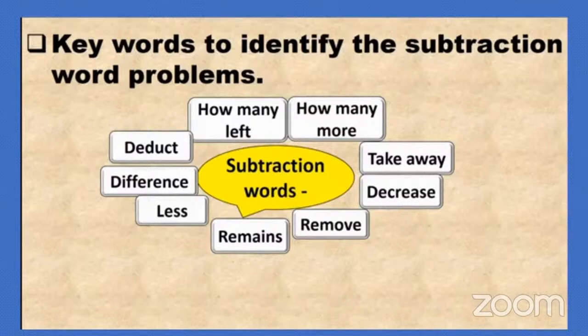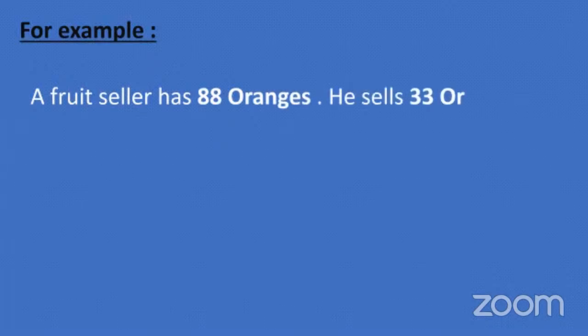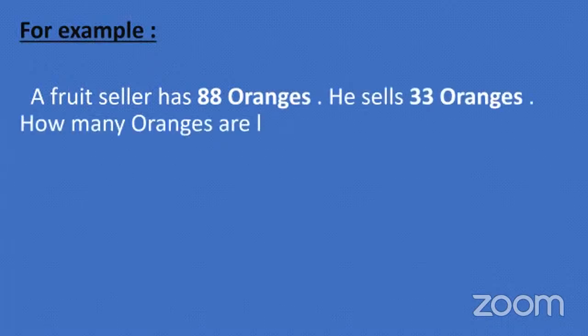So now we're going to see one subtraction problem. See, one example is there. We'll read that example. A fruit seller has 88 oranges. He sells 33 oranges. How many oranges are left with him?